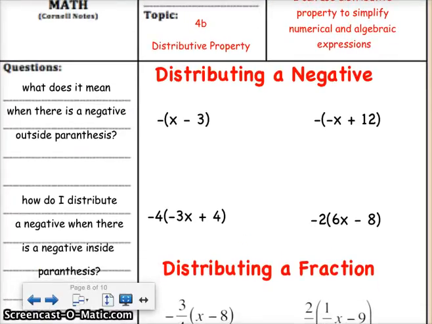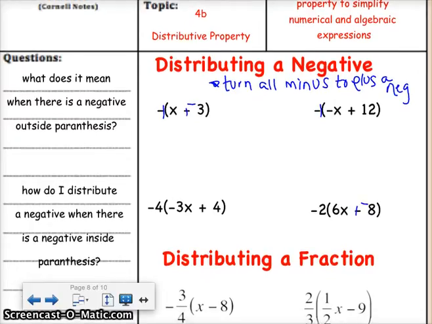Distributing a negative, what I'm going to tell you to do is turn all minus to plus a negative. That's what you're going to want to do. And if there's a negative in front, it's a little 1 that needs to come out. Okay? Pay attention. So notice, negative in front is really a little 1 that needs to come out because you're distributing a negative 1. So I'm going to turn all of these into plus a negative if I have to. And then go ahead and distribute.